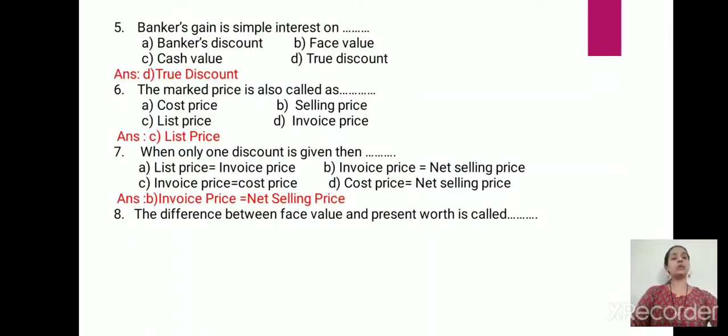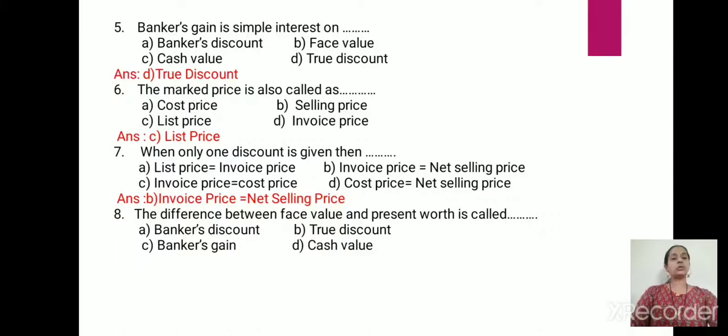So face value is the same as sum due. Options are banker's discount, true discount, banker's gain, cash value. So what is your correct option? Yes, it is B, true discount.